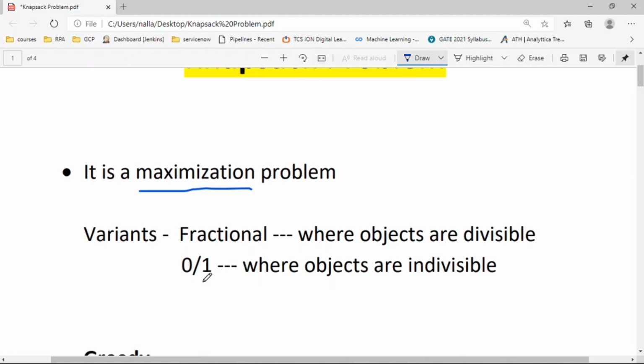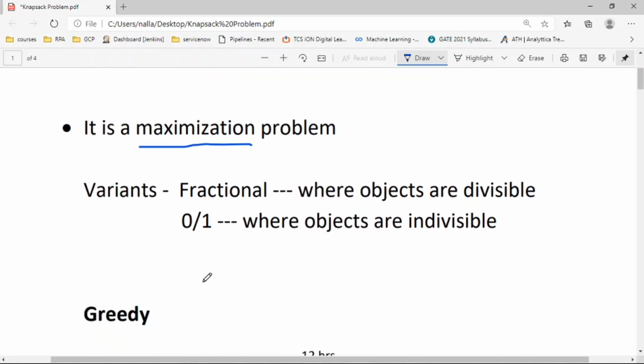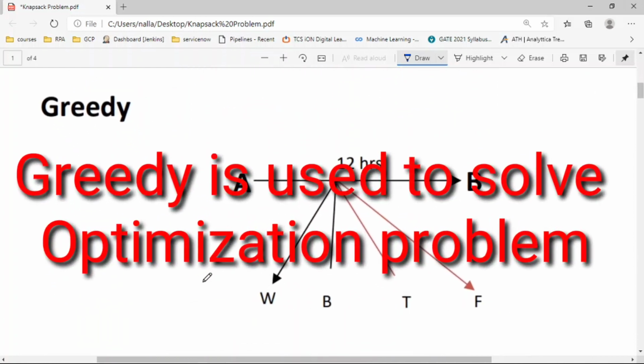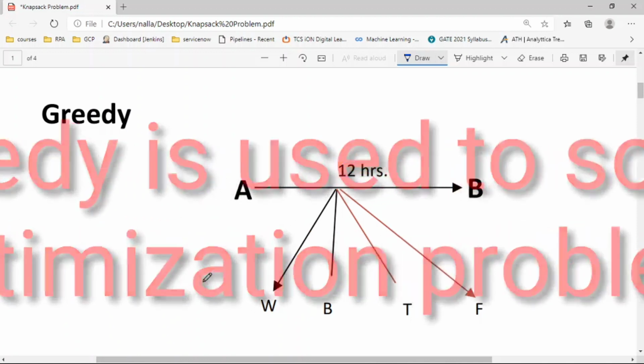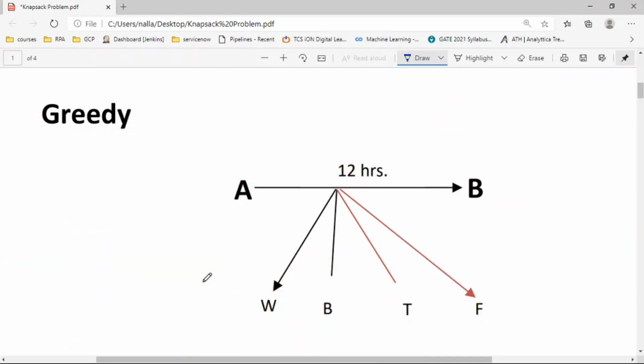Before explaining that, I'm going to explain what a greedy algorithm is. The greedy method is used to solve optimization problems. So what is an optimization? Optimization is nothing but finding an output such that the output is a maximum or a minimum. Okay, now I'm going to explain it by using an example.